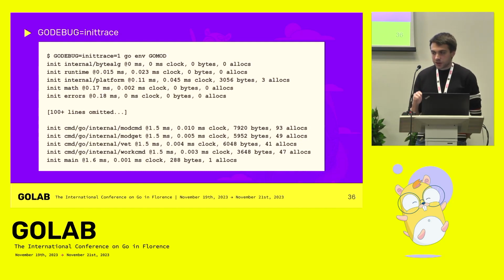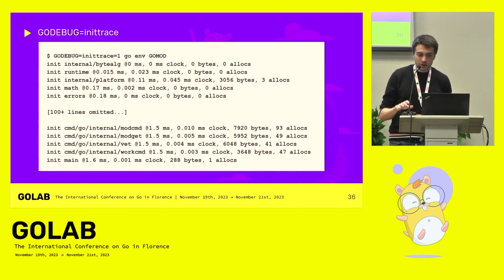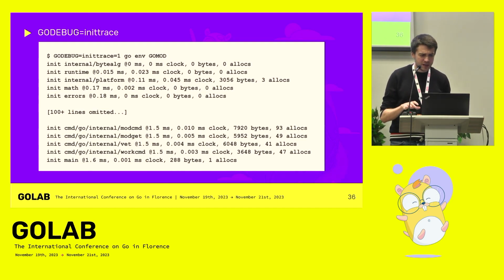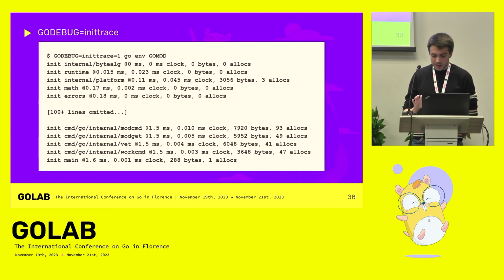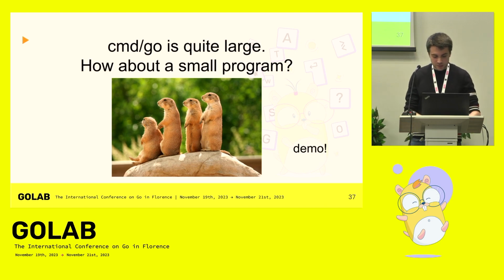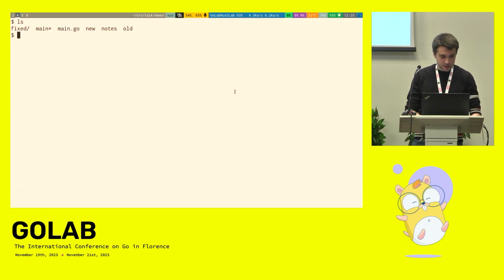The problem with using the go command further as an example in this talk is that it's a very complex program. It initializes over 115 packages, I seem to recall. So let's not use that as an example in this talk. I'm going to do a demo, and the demo is going to be about a tiny program.